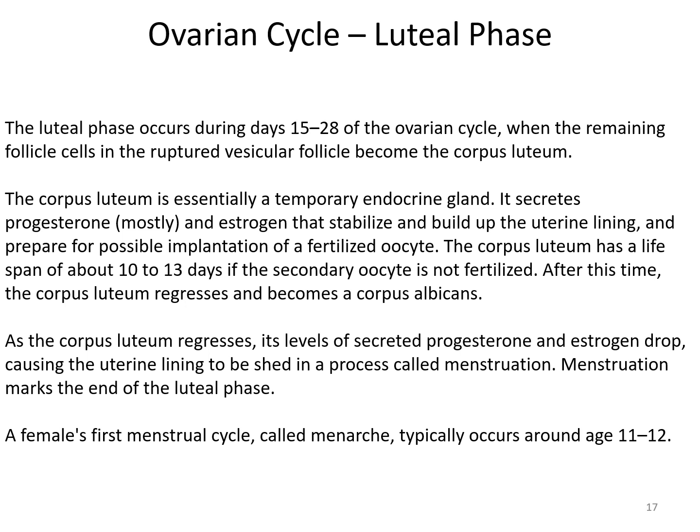As the corpus luteum starts to regress, the levels of progesterone and estrogen will go down, because they were coming from the corpus luteum, and the release of those hormones was what was maintaining the uterine lining. So as they start to go down, what's going to happen? There's nothing to maintain the uterine lining, so the uterine lining is going to be shed, and that's what we call menstruation. So menstruation marks the end of the luteal phase. A female's first menstrual cycle is called menarche, and typically happens around the age of 11 to 12, but there's a lot of variation in that age.